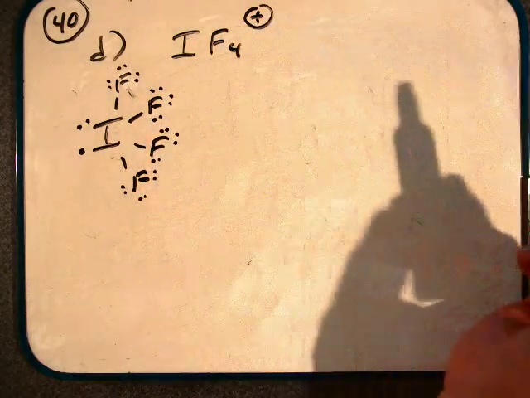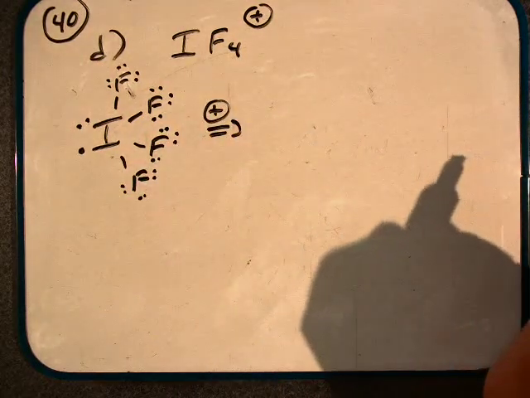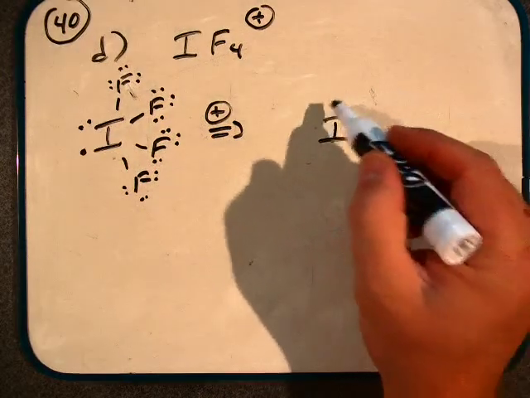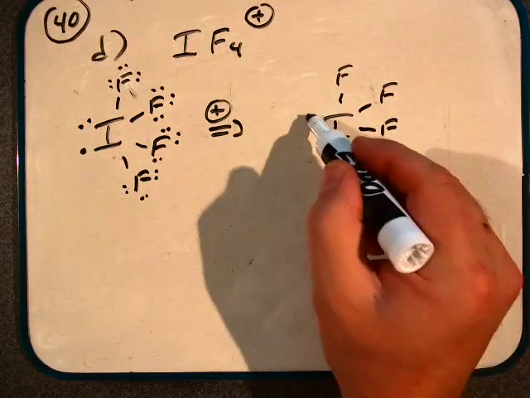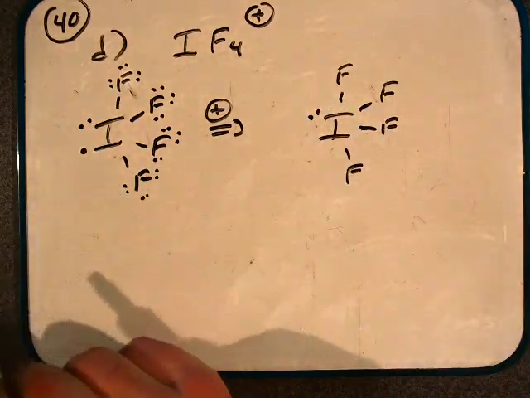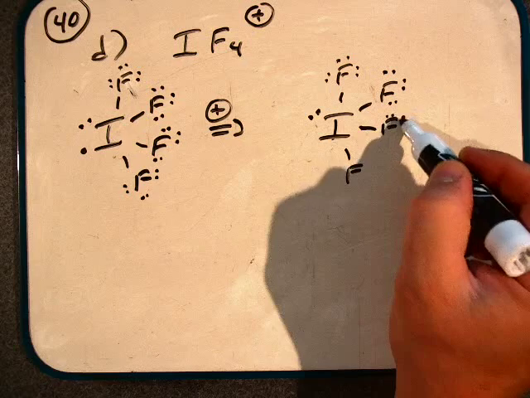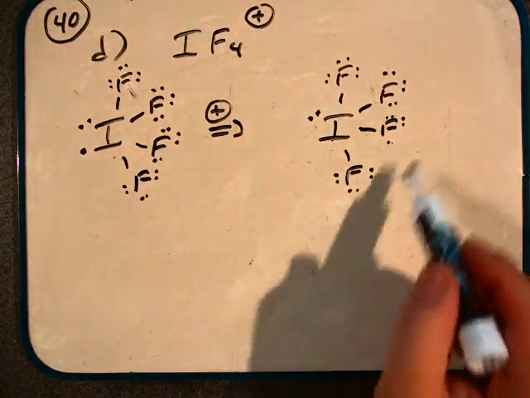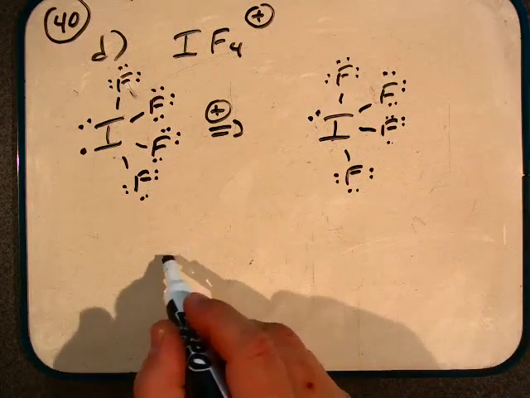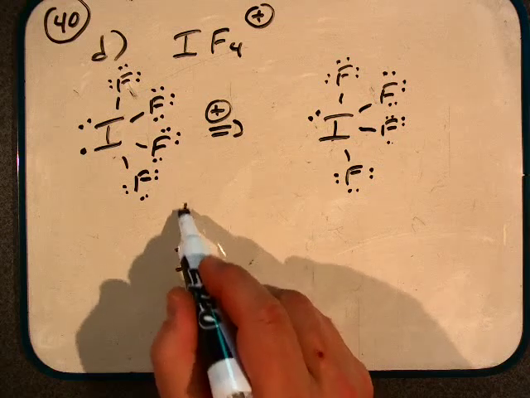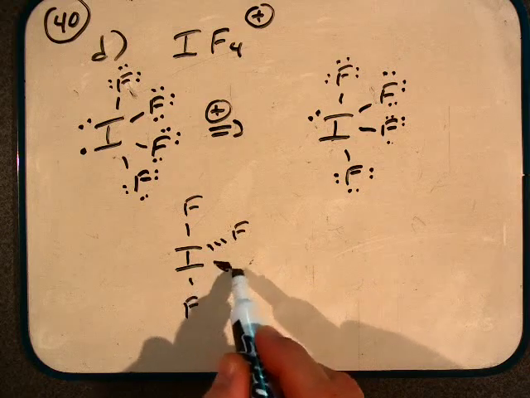But this is IF4 plus 1, and so going to that plus 1, just like with a minus we add electrons, with a plus we would remove an electron. So we remove that 1 unpaired electron, and we still have the lone pair on our iodine. What we find here is we have 1, 2, 3, 4, 5 groups, and so we would expect a geometry that looks like a trigonal bipyramidal structure.